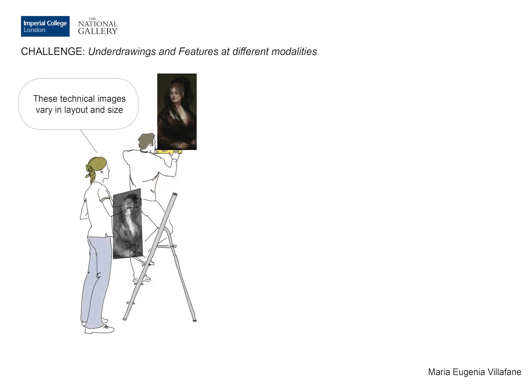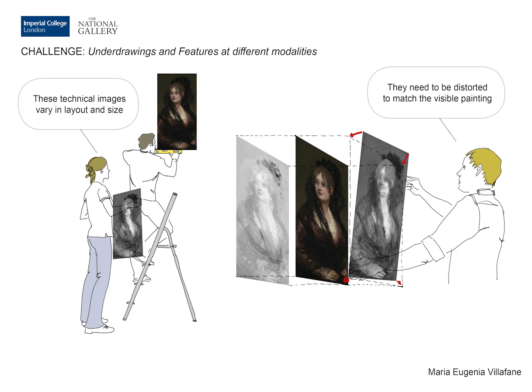On the other hand, due to different lenses and resolutions of the scanning devices, the images retrieved may vary in layout and size. They need to be distorted so that they match, pixel by pixel, the visible image of the painting. This process is known as image registration.